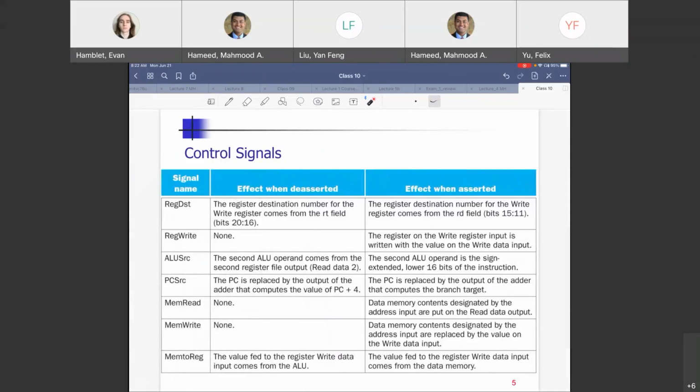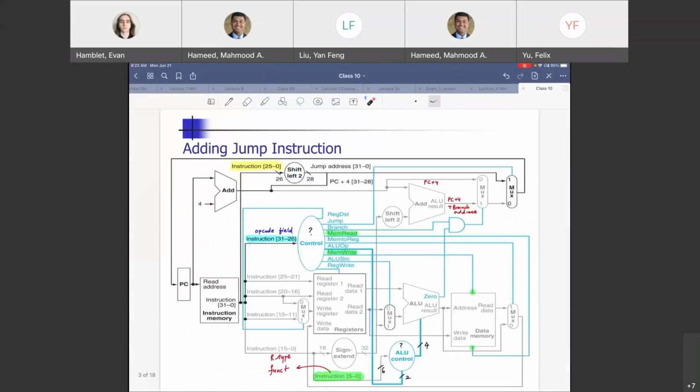So here is a table. This is from the textbook, and it is essentially doing the same job as we just did. It is telling us for all these control signals: register destination, write, ALU source, PC source. Oh, by the way, PC source is not over here, right? So PC source is another control that is computed.